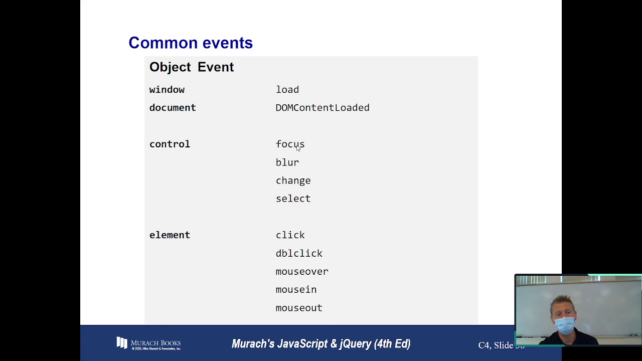These controls are going to be like your form controls. So like a text box has focus, a text box has blur. A text box can change, so the value inside of a text box can change. You can run an event as the user is typing in a text box, every keystroke is changing what's in the text box. You can fire events.